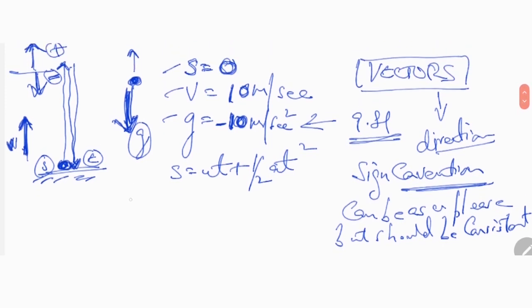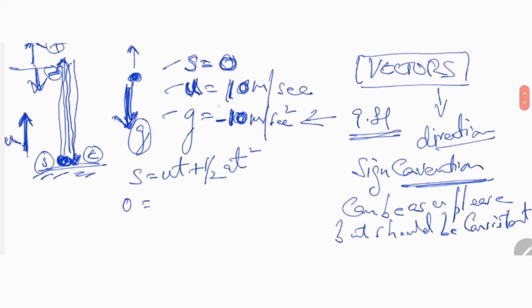So s is 0 is equal to u. I'm sorry, this is going to be your initial velocity. I'm always making a mistake here. So this is your u. Sorry for the mistake. What is your initial velocity? Your initial velocity is 10 meters per second.